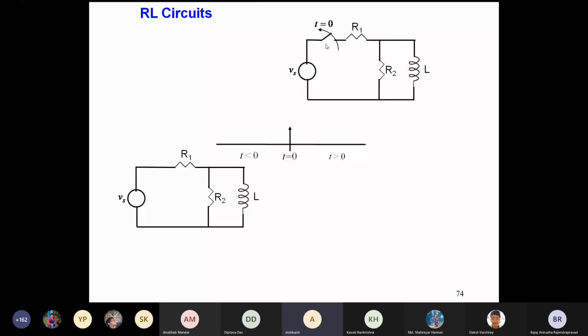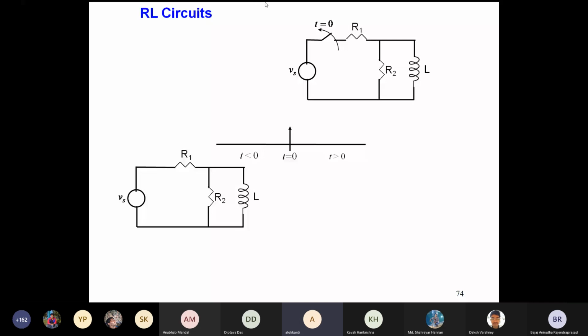So that is the circuit. What the current is going to be, we will come to later. Let us first be convinced about the circuit configuration. At t less than 0, this is the circuit, because the switch is closed.